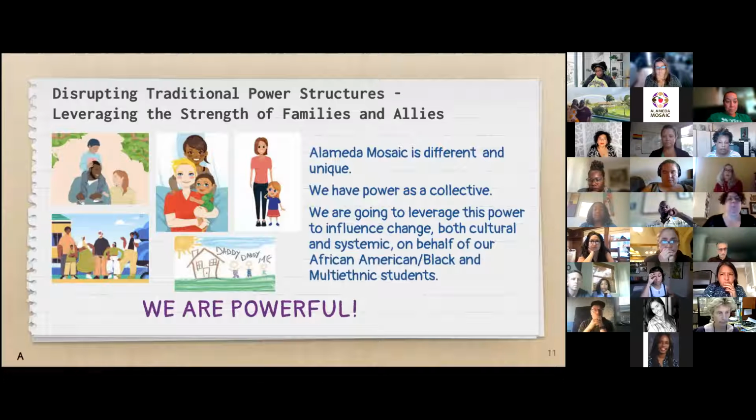Alameda Mosaic is different and unique. We have power as a collective. We are going to leverage this power to influence change both culturally and systemically on behalf of African American families and multi-ethnic students.